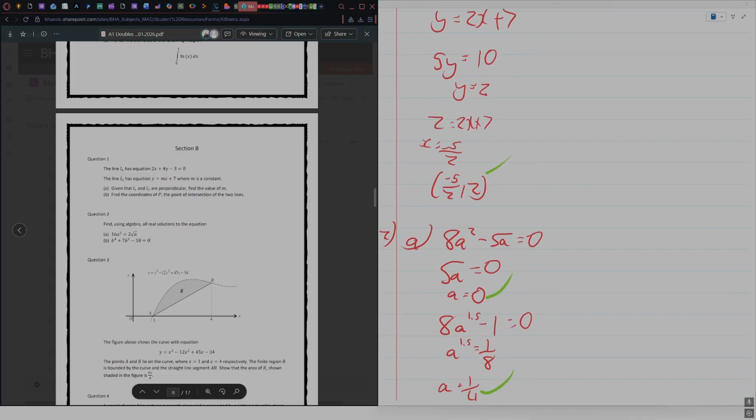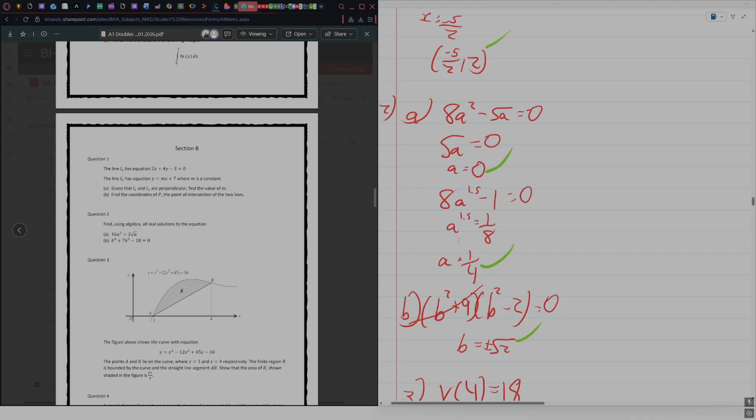Next, find using algebra the real solutions to these equations. Well, rearrange, divide by 2, and then you can factorize root a out. Get a equals 0. Don't divide by root a, because otherwise you're going to miss out a solution. And then you can solve for a at that point.